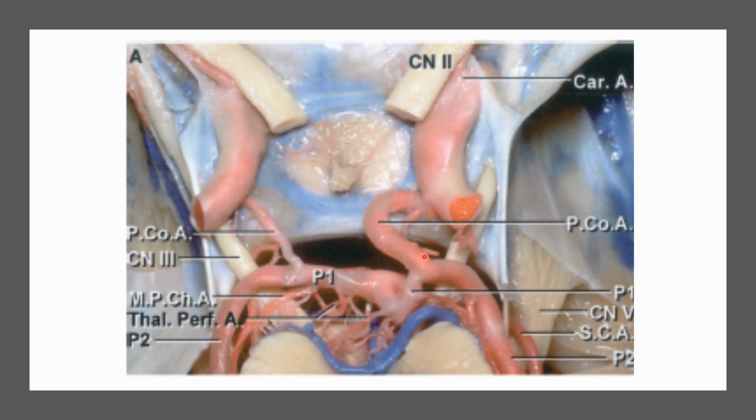This artery is in very close proximity to the oculomotor nerve, and when we have vascular pathology like an aneurysm, it will be compressing the oculomotor nerve, and this will result in a dilated pupil also.